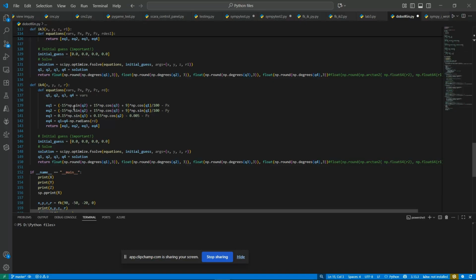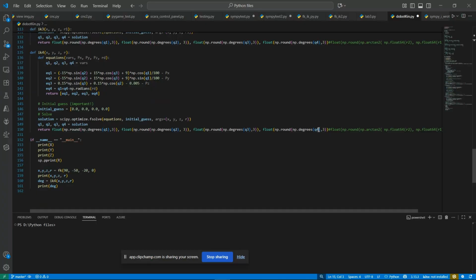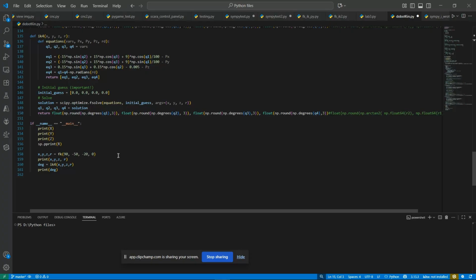So yeah, the px and py equations are over here. And I couldn't use the SymPy equations over here because of library clashes, because SymPy uses its own symbol library, and then SciPy relies on NumPy. So we can't just plug it in and expect it to work. We also need to give an initial guess over here, and then we are going to get all the four joint values. I'll just run the function over here so we can see.